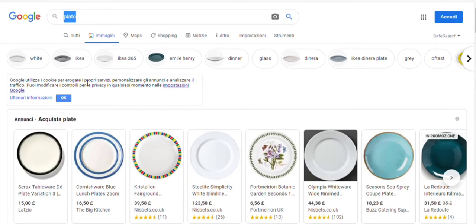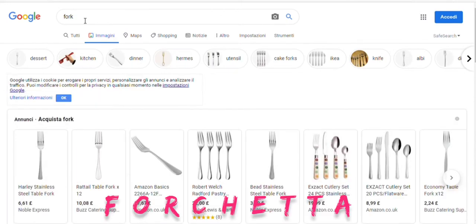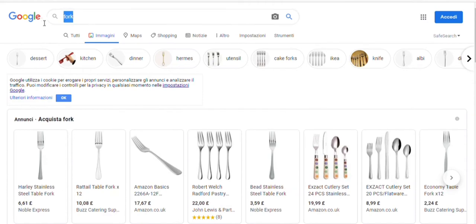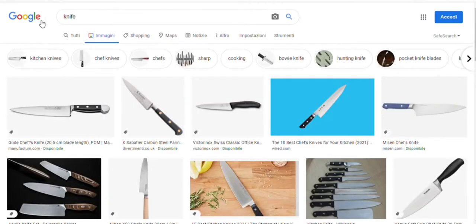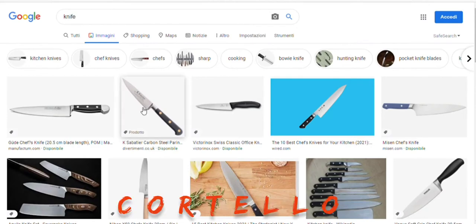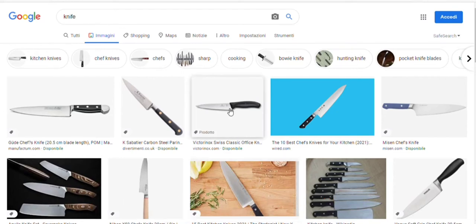We said spoon, but we didn't say, oh, we did. We say fork. So fork is forchetta. And then we have knife. So knife is cortello. Cortellino, if it's small. But you say cortello.